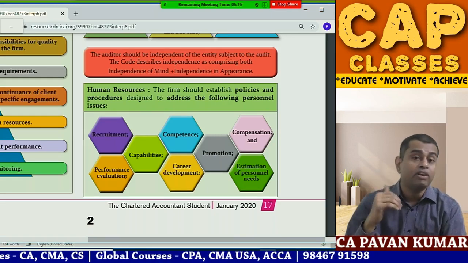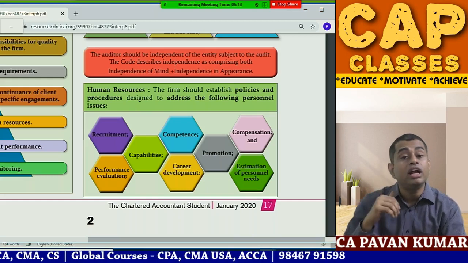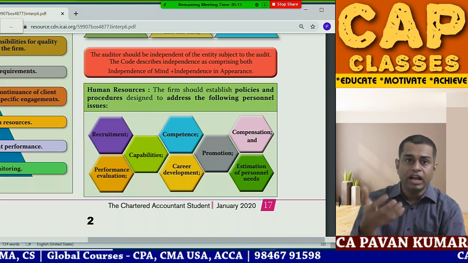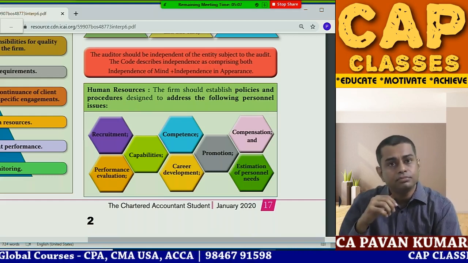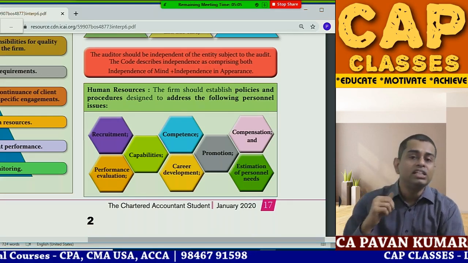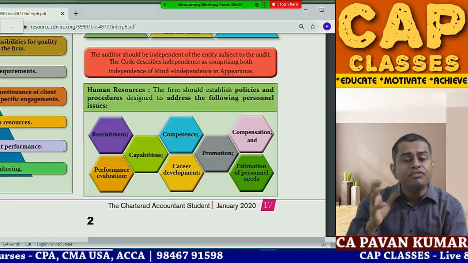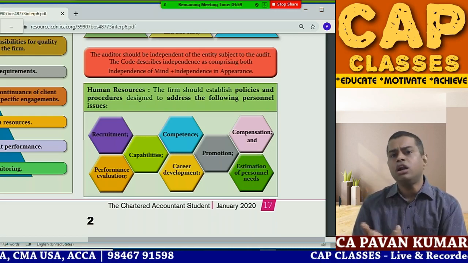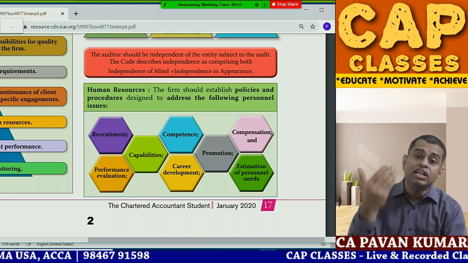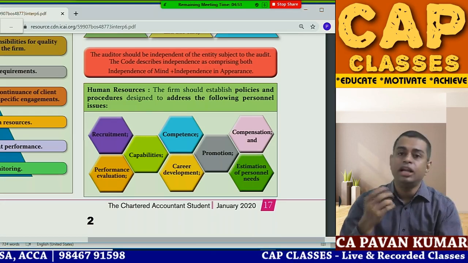How much manpower do I want? What is the competence I look for in the person? Or when I am recruiting a person for a specific post, say for example, audit manager, what kind of audit manager do I want? Do I want a chartered accountant with 5 years of experience? Do I want a chartered accountant with 10 years of experience? Or am I okay with any CA discontinued fellow? That depends on the firm.